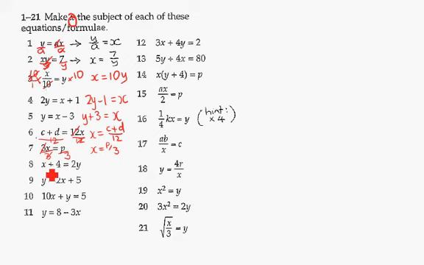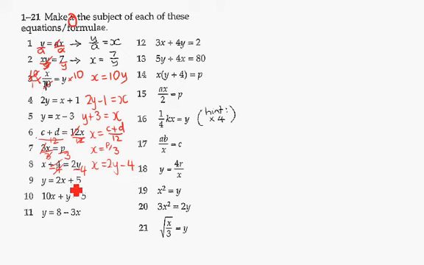Number 8, x plus 4. The opposite of adding 4 is to minus 4. What you do to one side you do to the other. Plus 4 minus 4 is 0, that cancels out. So x equals, it's hard to read that, 2y minus 4.